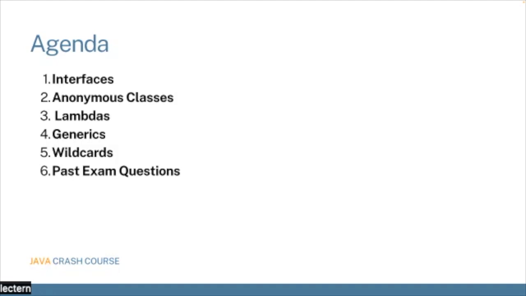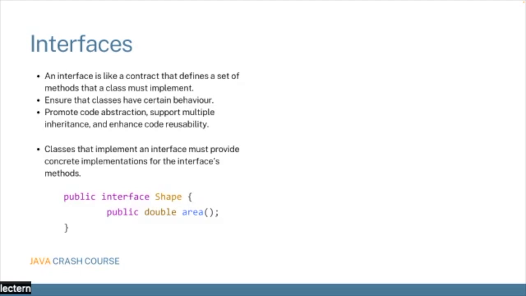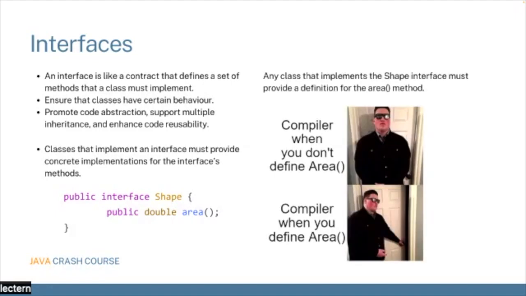So we can just get started with interfaces. An interface is basically a contract that defines a list of methods, and every class that implements an interface is going to have to define the methods in the interface. For example, if I have an interface called Shape with a method called area, every class that implements the Shape interface needs to define the area method.